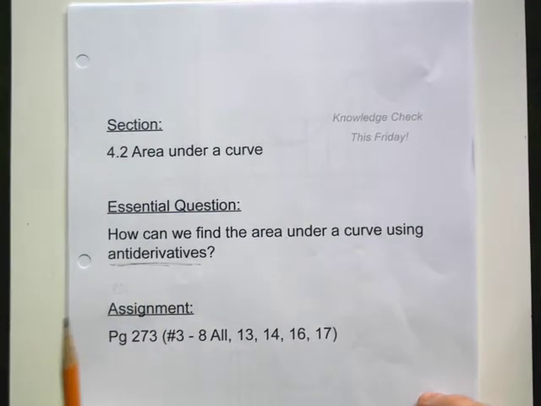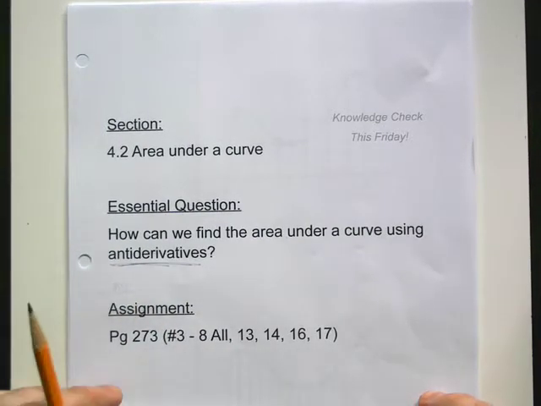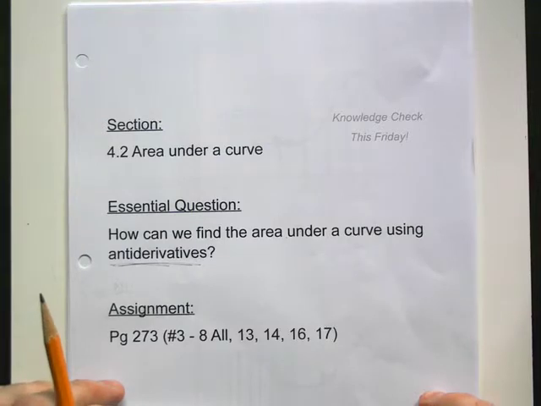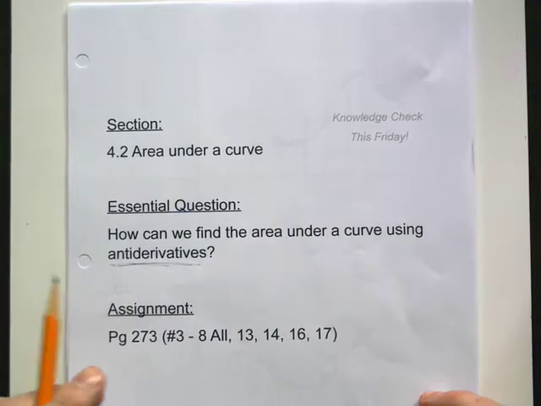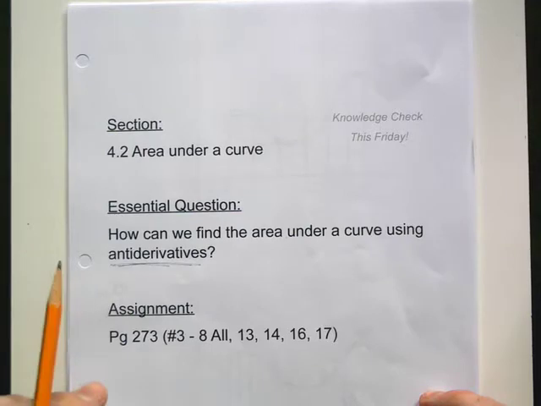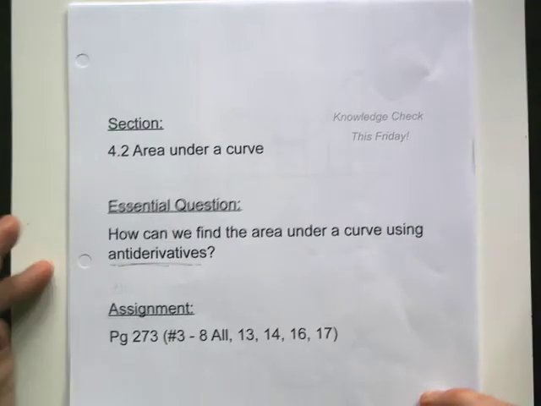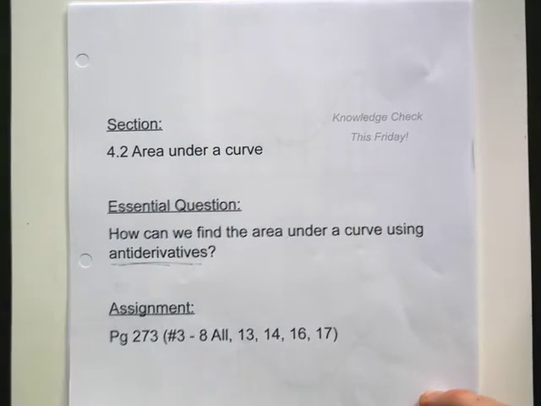What we've been doing the last couple of days is finding area under the curve using rectangles. We're not going to use rectangles anymore. We're just going to use antiderivatives because, quite frankly, it's quicker and it gives you a more accurate answer.